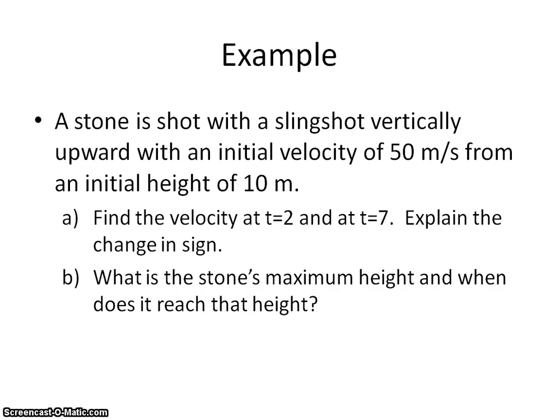So example, a stone is shot with a slingshot vertically upward with an initial velocity of 50 meters per second from an initial height of 10 meters. So here's your initial height, s sub 0, and here's your initial velocity, v sub 0. We're going to find the velocity at t equals 2 and at t equals 7, and we're going to explain the change in sign, and then we're going to figure out what is the stone's maximum height and when does it reach that height.